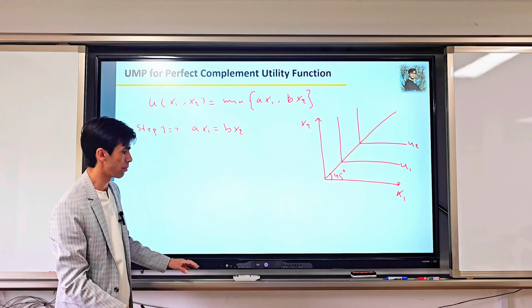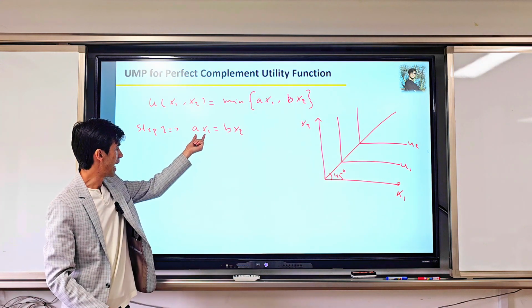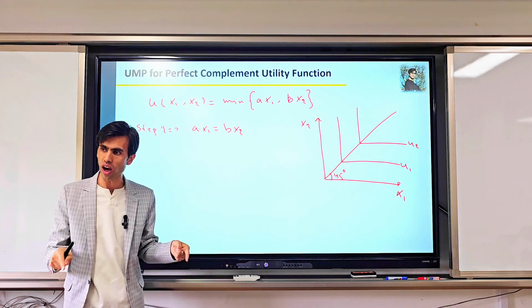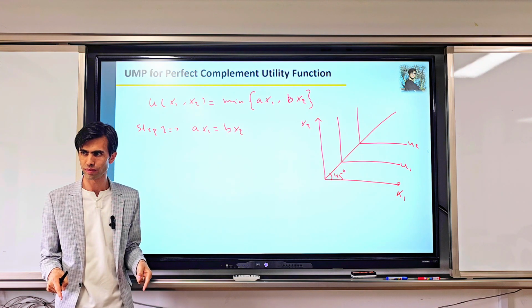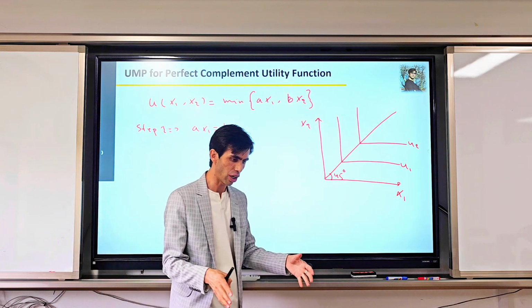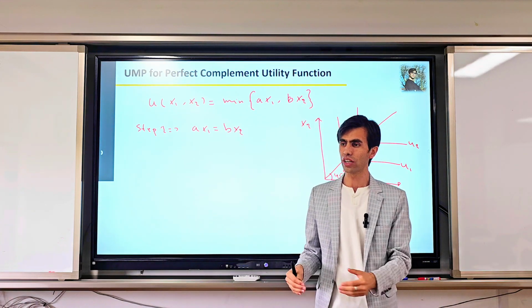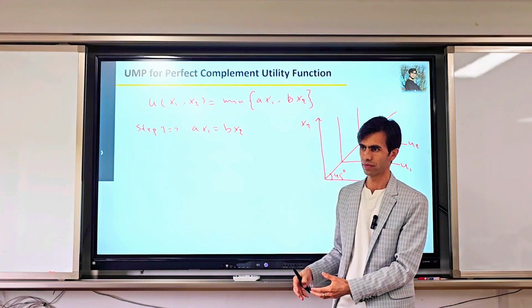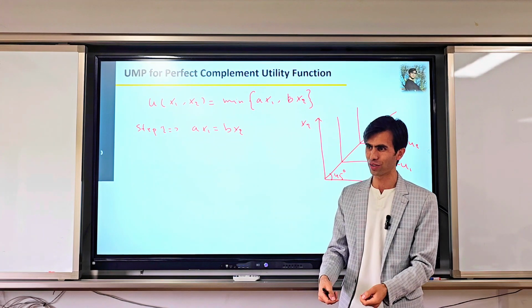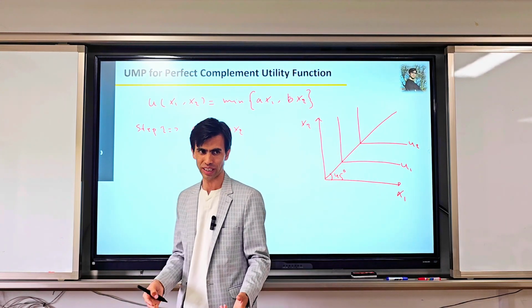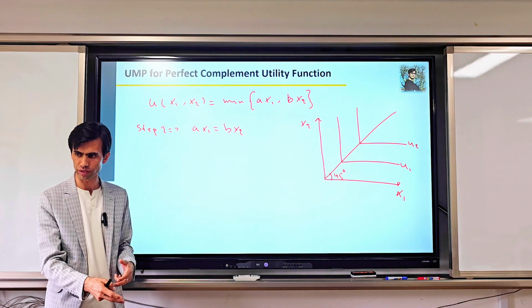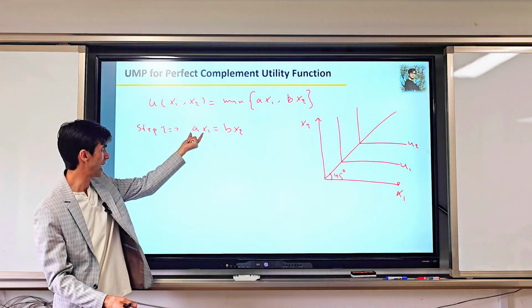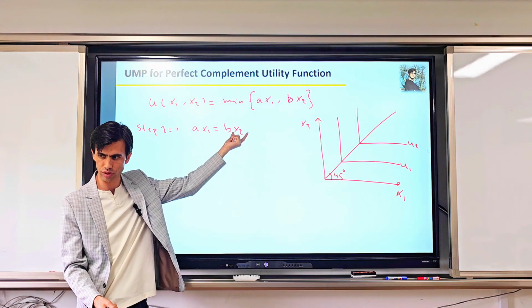So, for example, let's suppose that x1 is your car, and x2 is the number of tires that you use for your car. So the tire and the car are complements. You cannot use a car without tires. Sometimes maybe we can use tires for other purposes, but let's assume there's no other purpose. So we cannot use tires without a car. So they are perfect complements. In this case, we can set up the first step, which is ax1 equal to bx2.